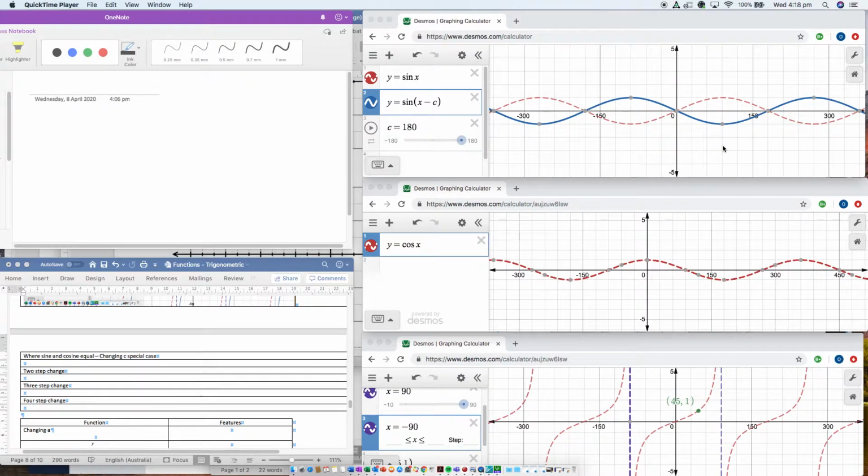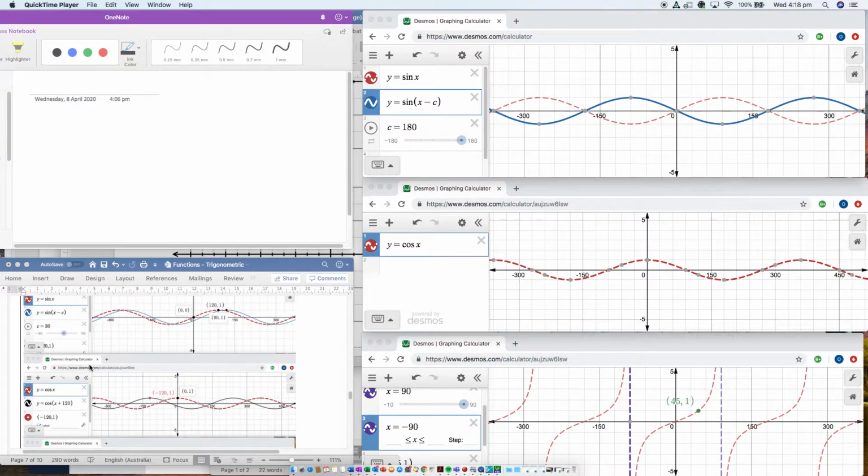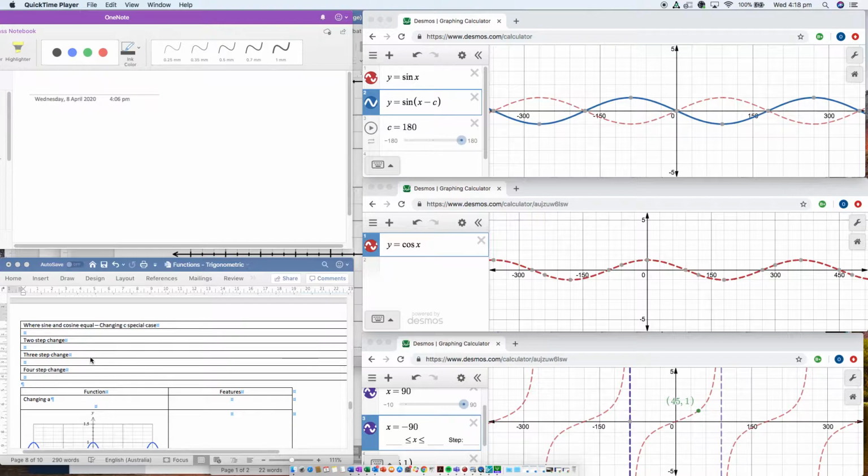Hi all, in this video we'll be looking at a special case. In the previous video we looked at moving these graphs to the right and left by changing the C value. Now we're going to continue changing that C value, but we're going to look at a special case where the sinusoids of sine and cosine can be equal.